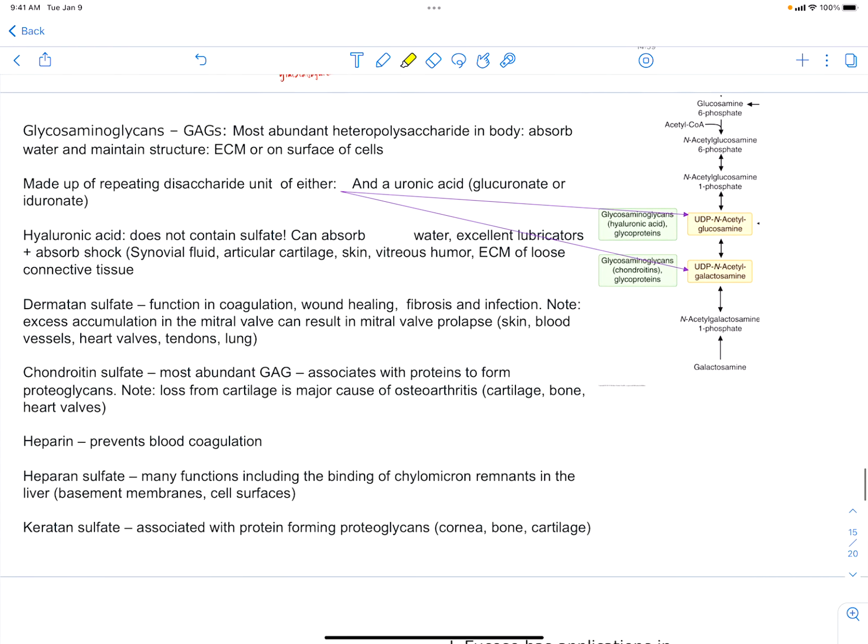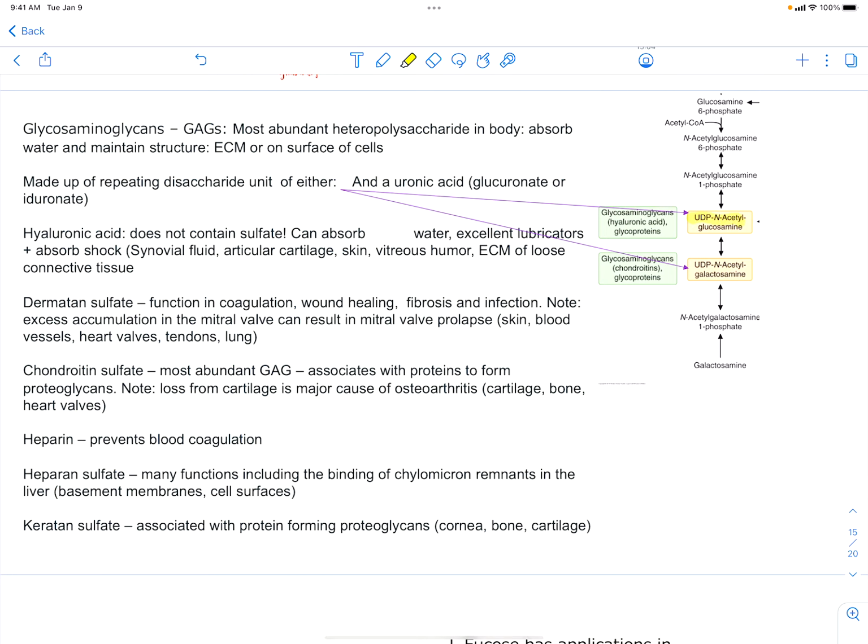Now, another thing that's important, though, you do need to push through UDP N-acetylglucosamine because you need to generate your glycosaminoglycans. Your glycosaminoglycans are very, very important in extracellular matrix, also important on the surface of cells. They have a lot of negative charges. They interact with water. They are going to be very important in cushioning. They're going to be very important in the viscosity of your extracellular matrix.